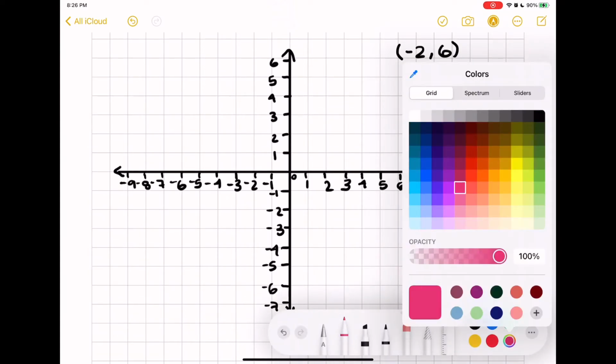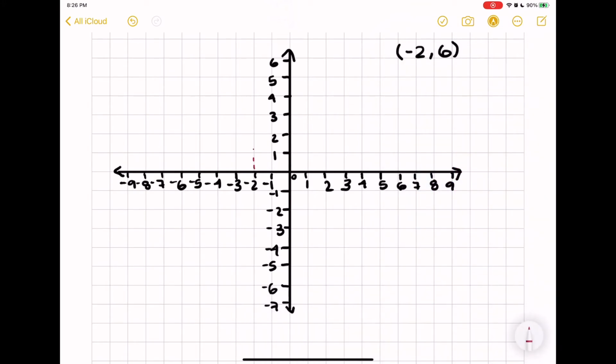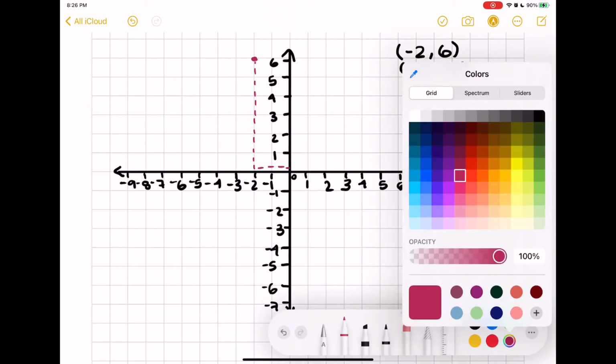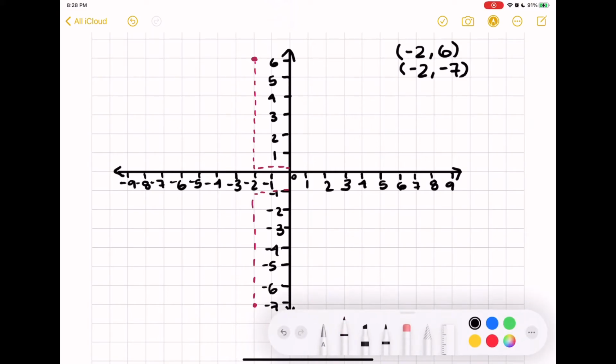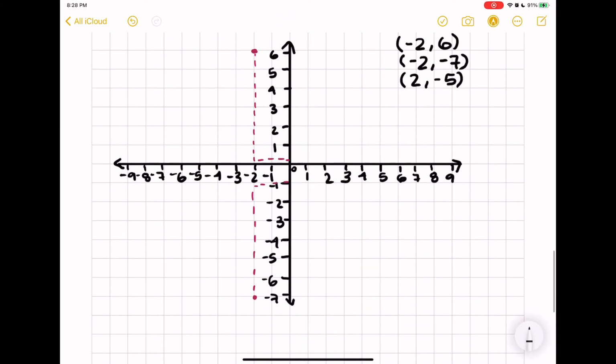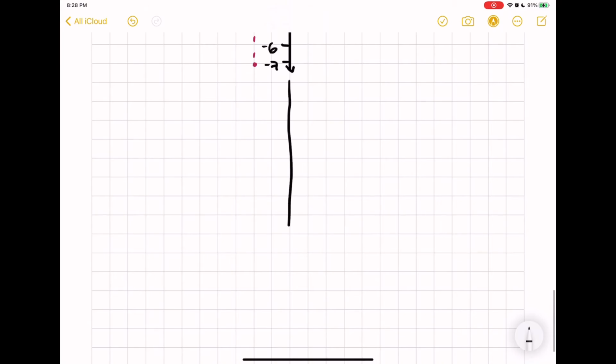So (-2, 6). Instead of going to the right 2, we'll travel to the left 2 times, and then we'll travel up to 6. As you can see, you just travel to the first coordinate and travel up or down to the next coordinate. And (-2, -7) would be the same thing, except you're going to go down this time because -7 is on the lower half of the y-axis. And (2, -5), you would again move to 2, and then you would go down 5.